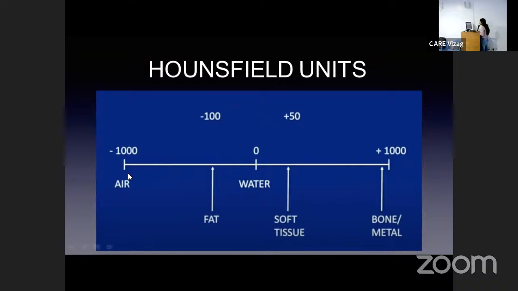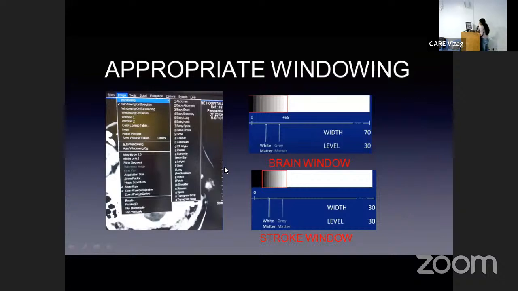So basically, a figure of -1000 is allocated for air, and a figure of +1000 is allocated for bone or metals. And the soft tissue is given a figure of +50 Hounsfield units, and 0 is taken as the midline over here. Fat has considerably lower density compared to water, which is a figure of -100 Hounsfield units. So in order to look for any structure, appropriate windowing is required.